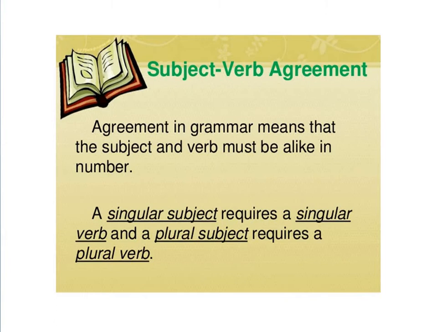"They goes to school." Here the sentence is not grammatically correct according to the subject-verb agreement rules, because "they" is plural, and we know that a plural subject takes a plural verb, whereas "goes" is a singular verb. So "they goes to school" is incorrect, "they go to school" is correct. A singular subject requires a singular verb, and a plural subject requires a plural verb. This is the general rule which you need to follow in order to make the sentence grammatically correct.